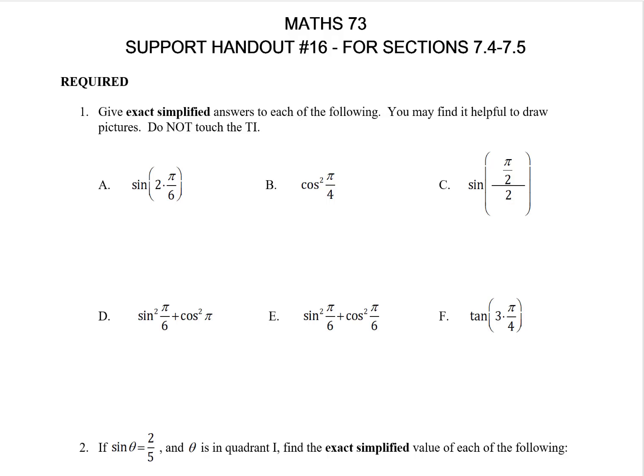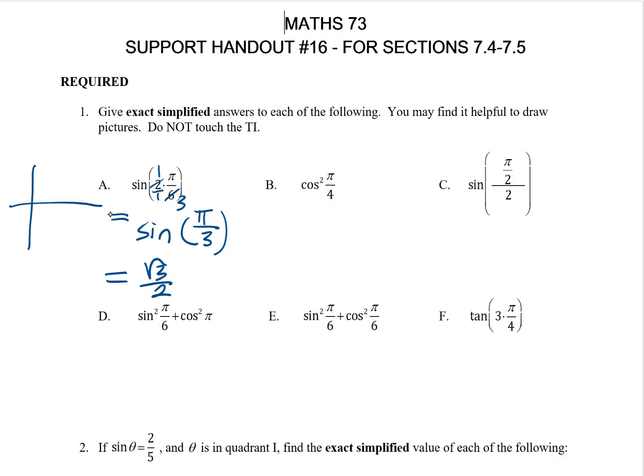Support handout number 16. Problem 1, we want to give exact answers to each of these things. In letter A, it looks like I should start by going ahead and actually multiplying 2 times pi over 6. Of course, I have some cancellation that happens, which means really this is just sine of pi over 3. Hopefully you've got that value in your head. It's just square root of 3 over 2.